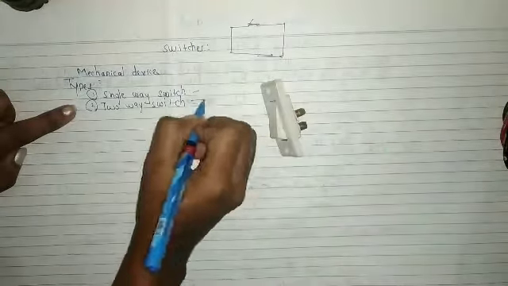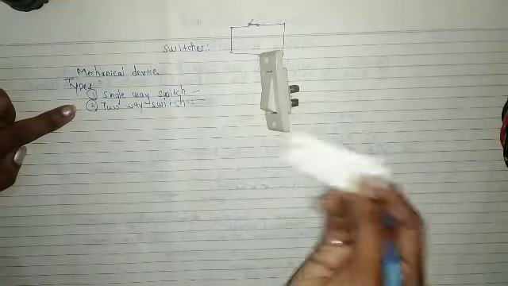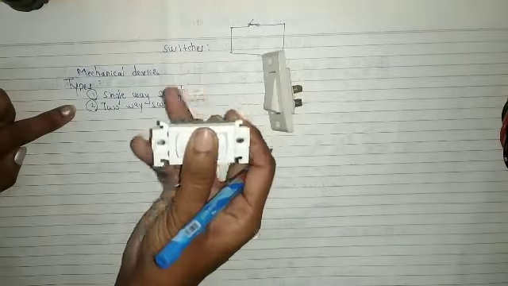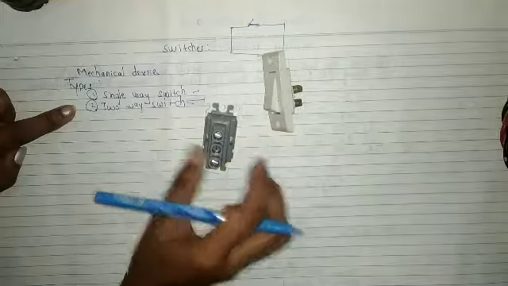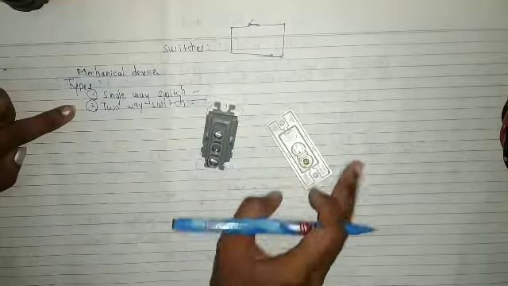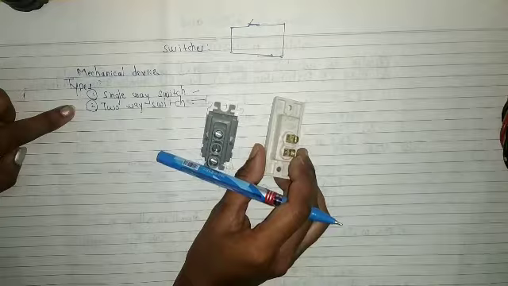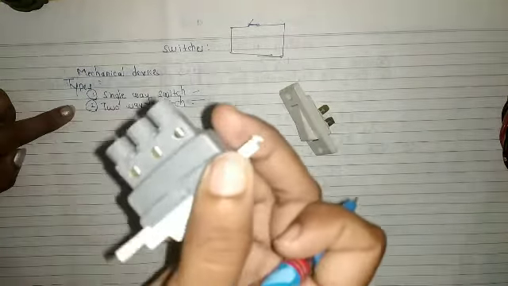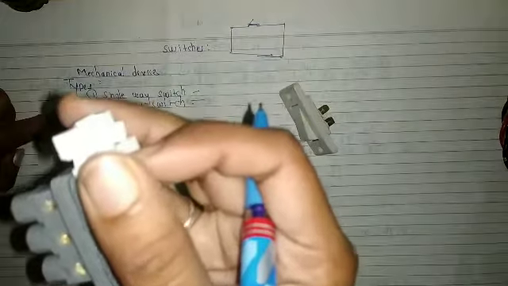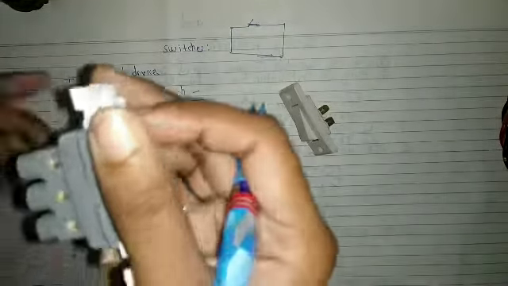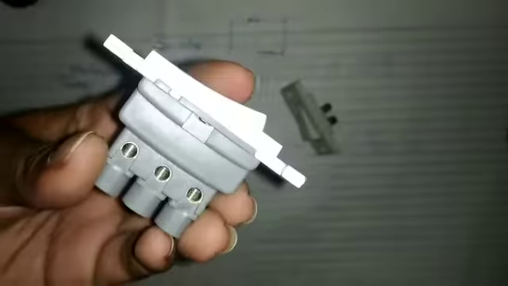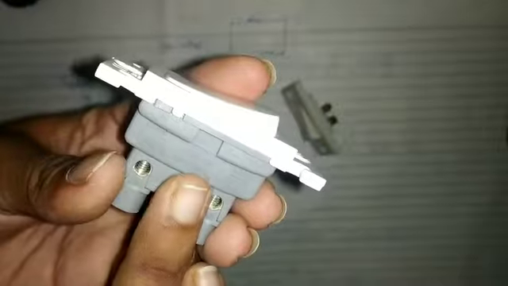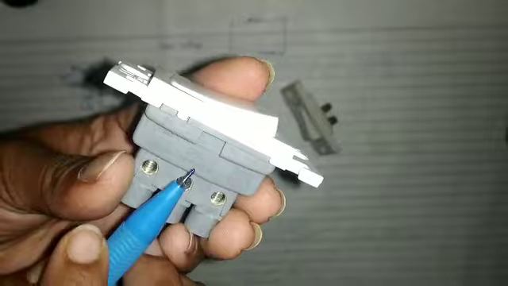Now a two-way switch. So this is the two-way switch, and you can see the difference. It has 3 knobs, while the other has 2 knobs. Now here you will be able to see the ratings: 6 ampere 230 volts. So here are the ratings provided. This is the two-way switch.